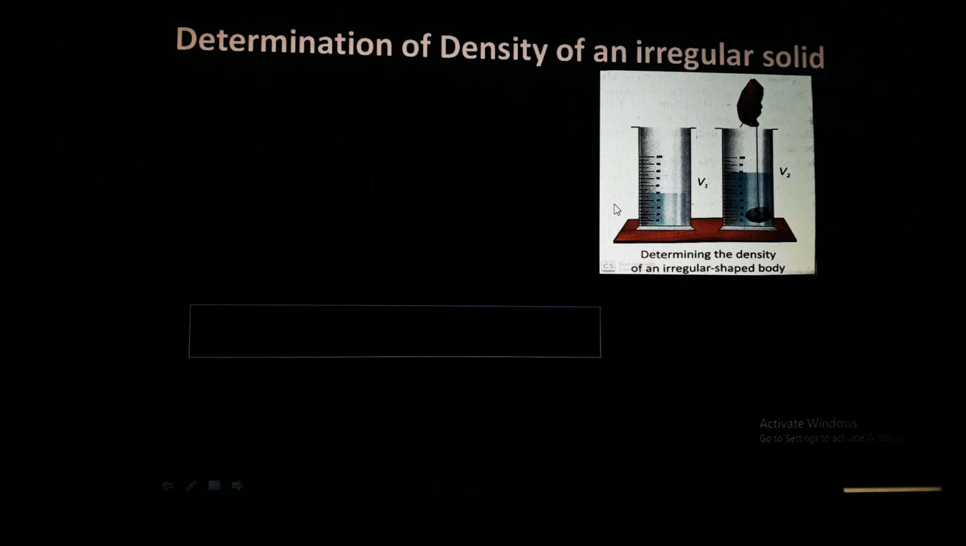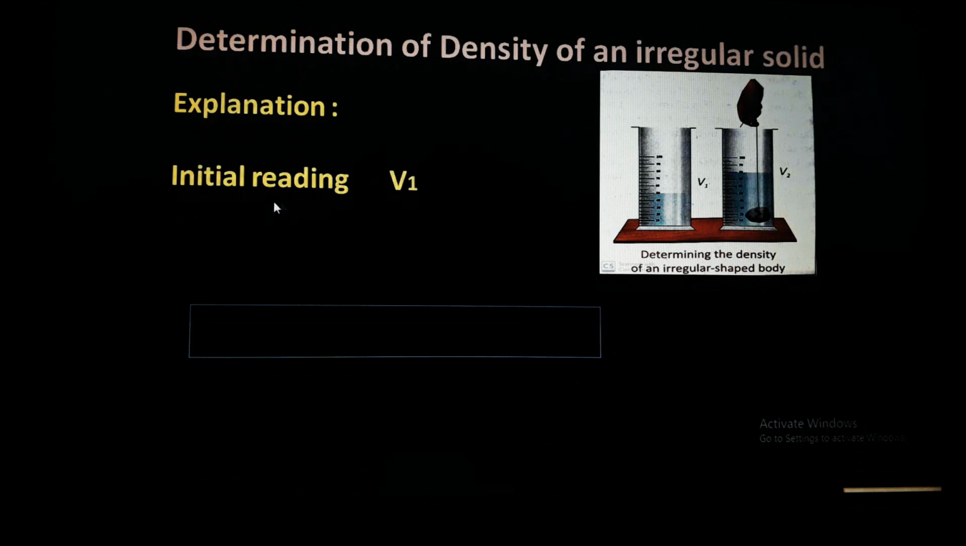Here I am taking one measuring beaker, partially filled with water, and this number represents the volume. Now take the initial reading, or initial volume, of the water level in the beaker, that is V1. Then drop a stone using a string so that it is immersed completely in water. Now you can observe the water level has increased in the beaker. Now take the final reading of the water level, that is V2.